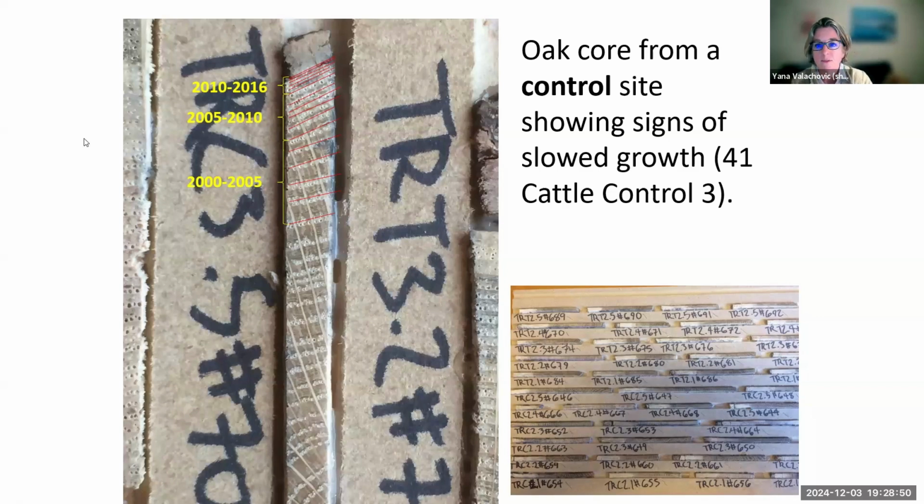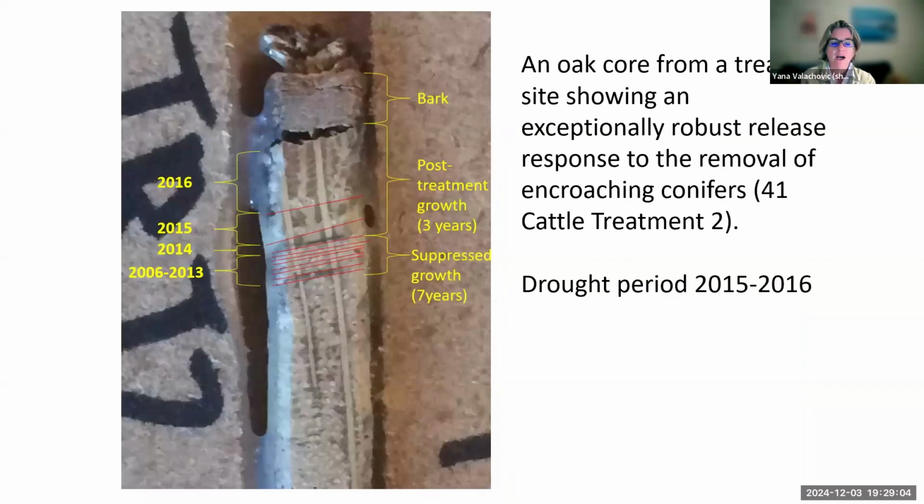So this is from a control site, meaning that there was no restoration, and you can see basically during that drought period that the trees slowed down in their growth considerably. And I want to contrast that to a site where the conifer removal had occurred. And I'll just be straight up, this is a dry site. It's out in Trinity County.